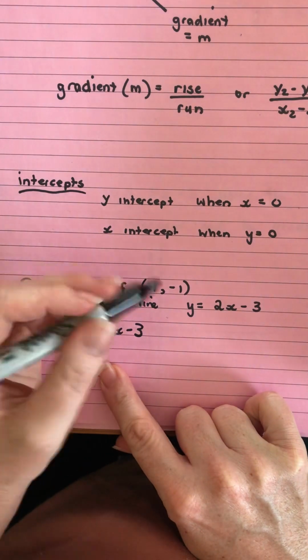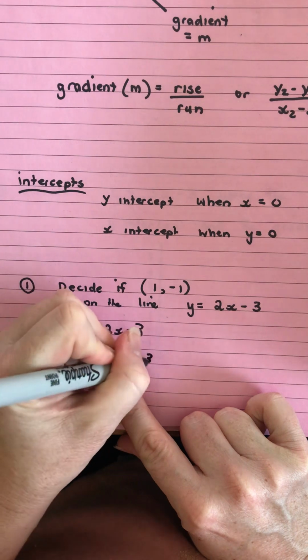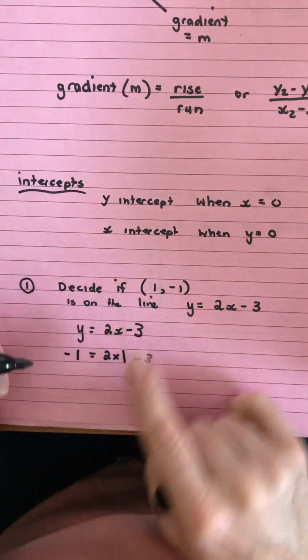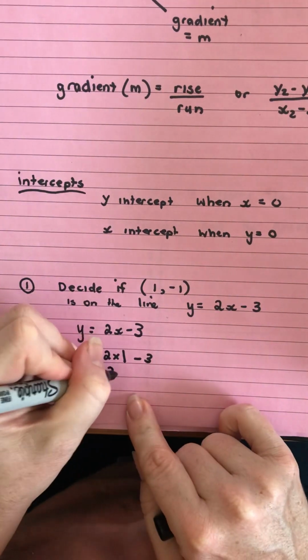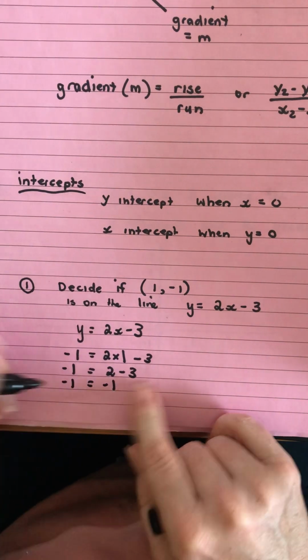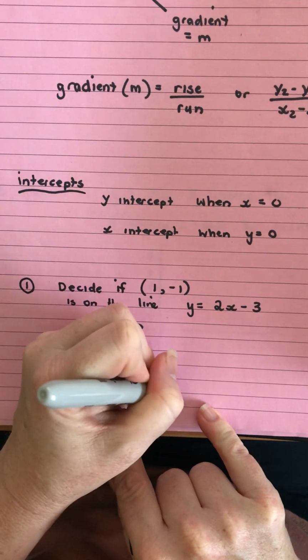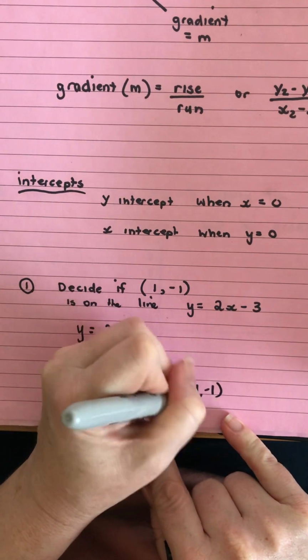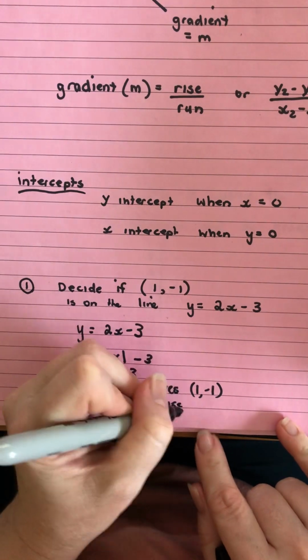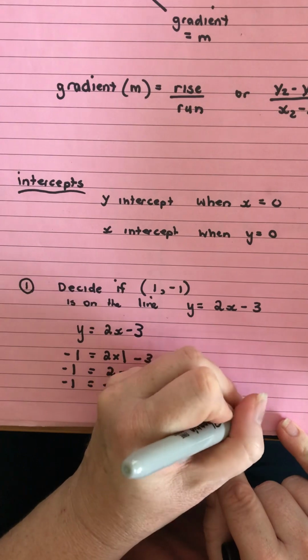So I want to put in a 1 for x. So 2 times 1, take 3, and my y is negative 1. Now when I do 2 times 1, I get 2, and when I do 2 take 3, I get negative 1, and that is equal to the negative 1 that I had on the other side. So I can say yes, (1, -1) lies on y equals 2x take 3.